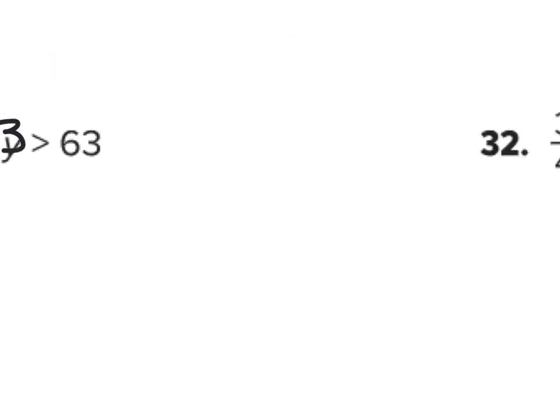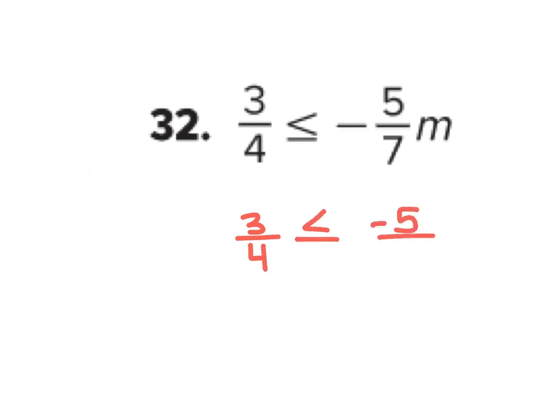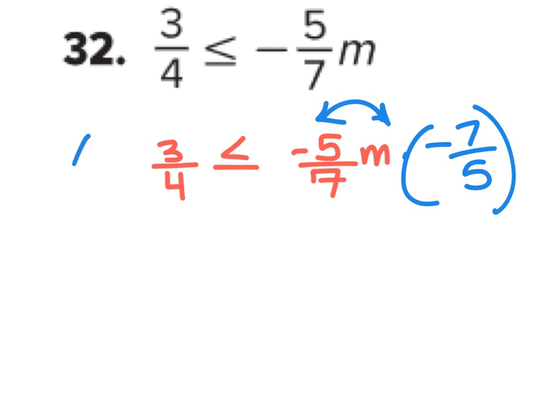All right, last problem we're going to do together. I've got 3 over 4 is less than or equal to negative 5 over 7m. Okay, so we read this as 3 over 4 is less than or equal to negative 5 over 7 times m. And just like in that last problem, I'm multiplying m by a fraction. So to undo that multiplication, I'll divide by negative 5/7. And the way that I divide a fraction out is I multiply by the reciprocal, which is negative 7 over 5.